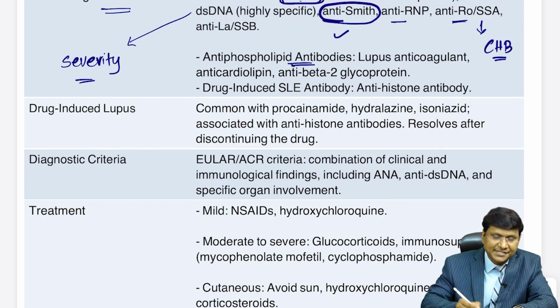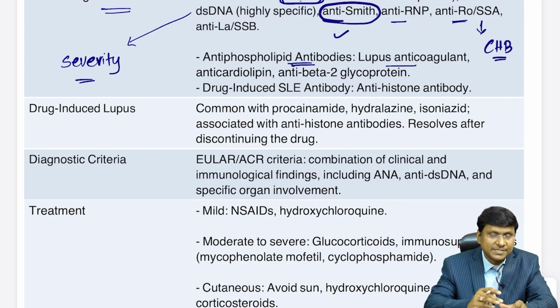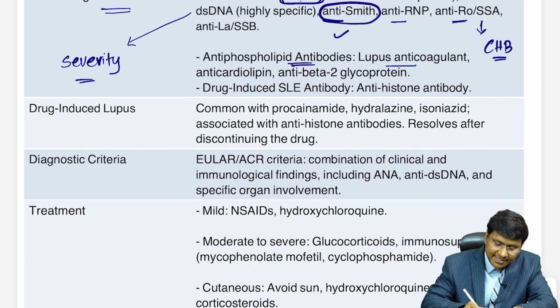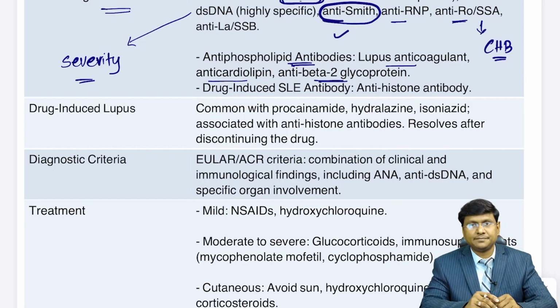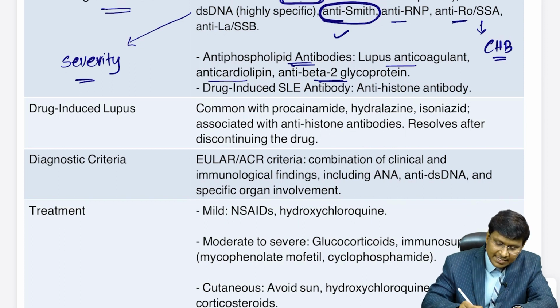And APLA antibodies, what are the examples? If a patient with SLE has APLA, there is increased risk of thrombosis. And what are the antibodies of APLA? That includes the lupus anticoagulant, then anti-cardiolipin antibody, as well as anti-beta-2 glycoprotein, right? Lupus anticoagulant, anti-cardiolipin antibody, anti-beta-2 glycoprotein.